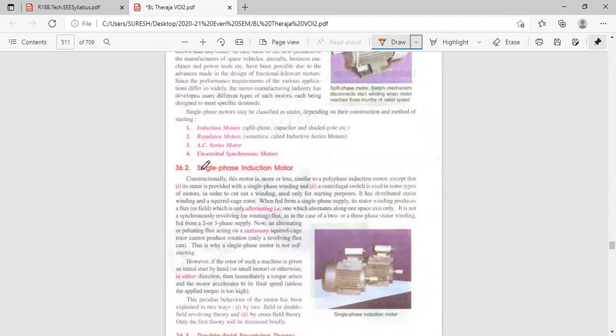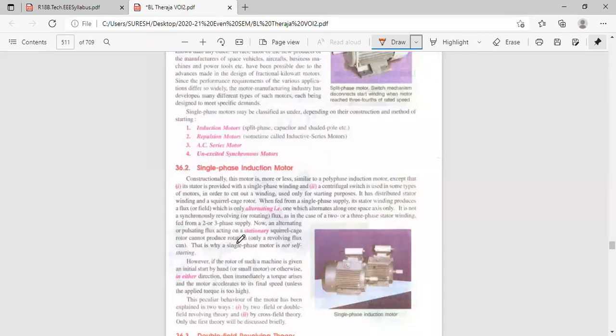In topic number 36.2, single phase induction motor, you have to write the first para. Okay? That is why single phase motor is not self-starting. Up to here you have to write. Note down what you have to write in the exam. This para you have to write. And that too, there is no need to write the full para. Write in your own words what you have understood here.